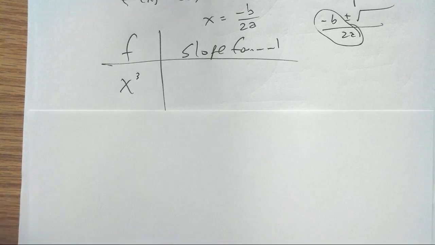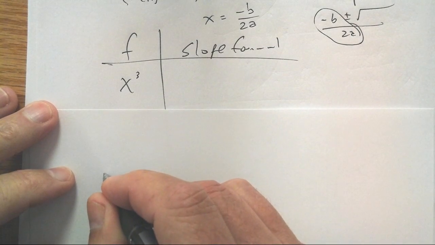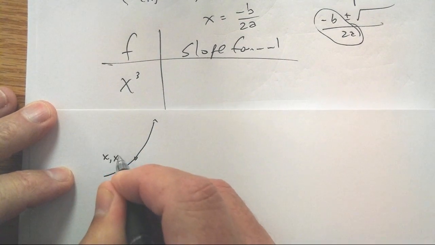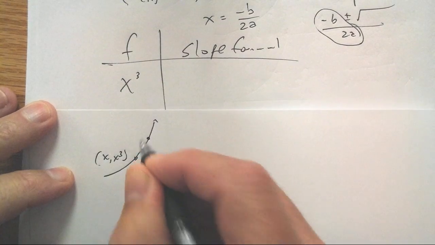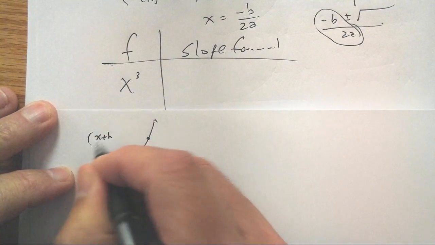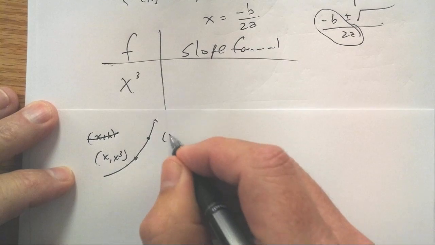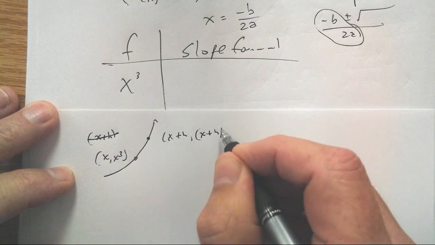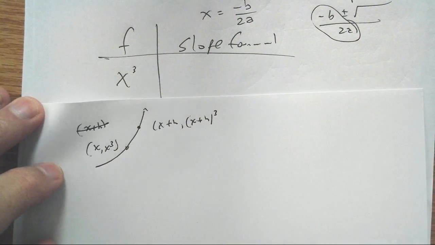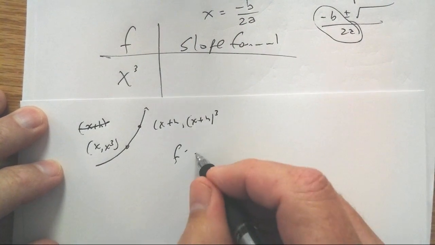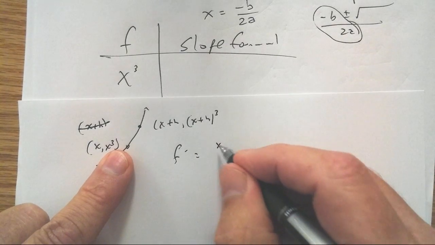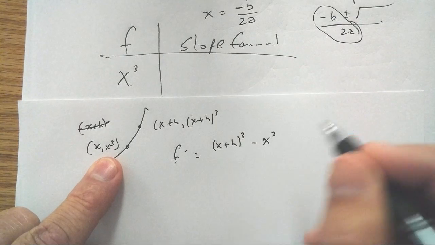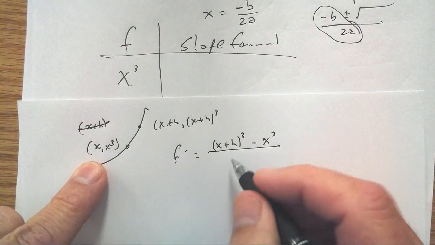Lock in your predictions. Here we go. Somewhere this curve starts heading like this. On there we've got x cubed, and near it we've got x plus h cubed. So our slope formula would be y minus y, x plus h cubed minus x cubed, all on x plus h minus x, all on h.